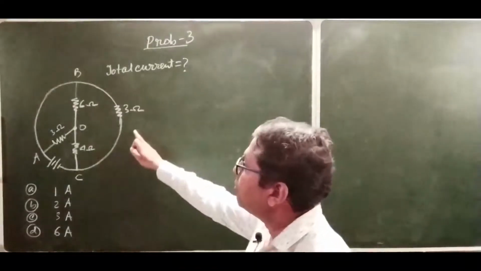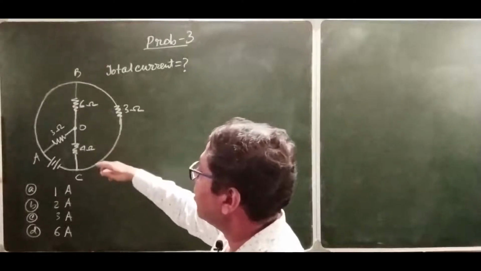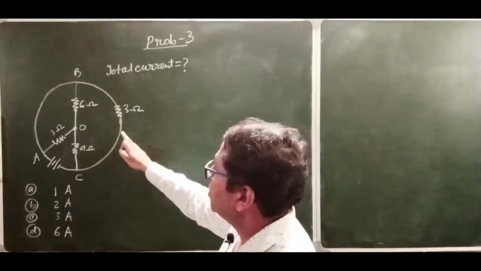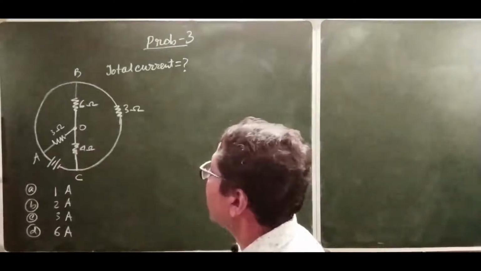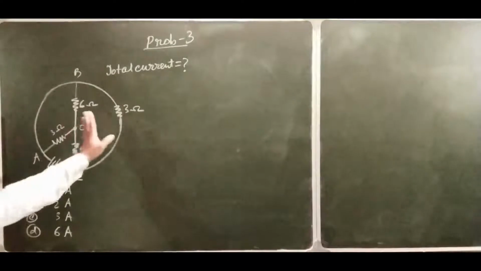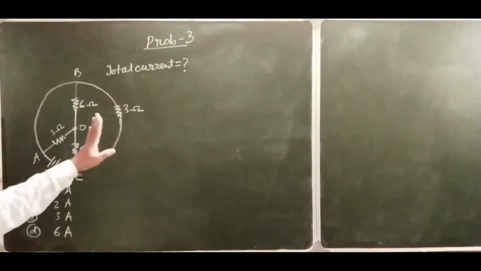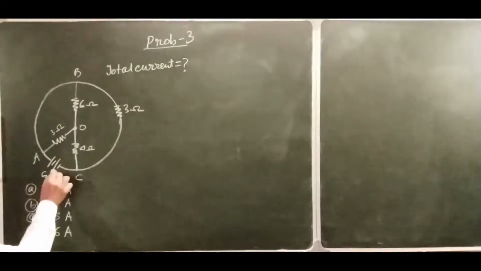The next problem is like this. 4 resistances are connected in this pattern with a battery. Now in this case the requirement is the total current supplied by the battery, which supplies a voltage of 6 volt.